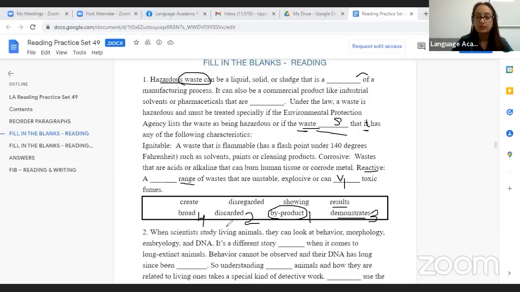And if we look at the options, there was only one V1, first form of verb, without S, so there was no doubt, and it makes sense also. Explosive, or the waste can create toxic fumes, which is right. So these are the answers.